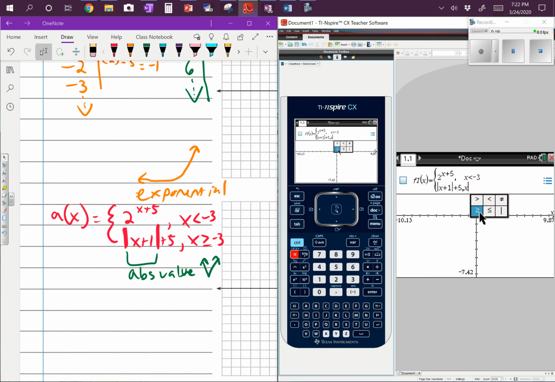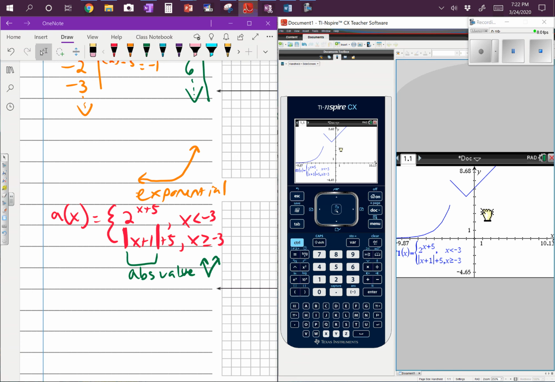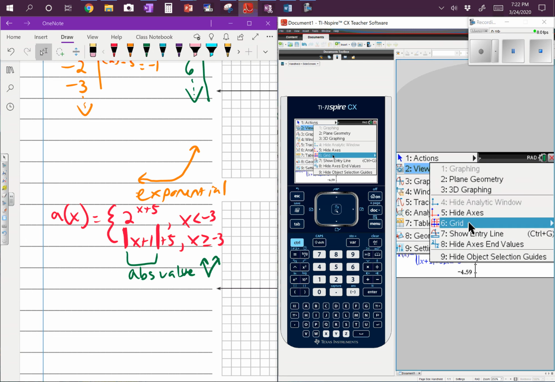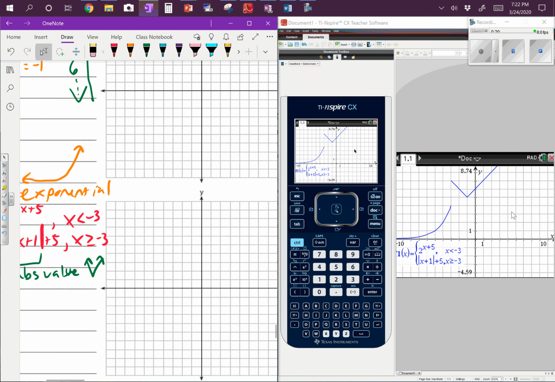And it's greater than or equal to negative 3. If we take a look, this is what we should see. You see the little swoop here? Exponential function, and this is my absolute value function up there. So I want to do menu, view, 6, 3 to get that so that I can copy it down here.